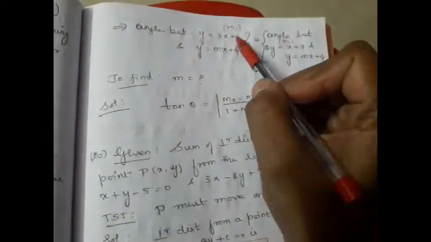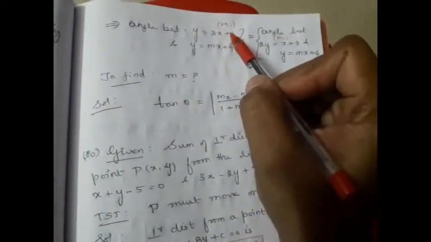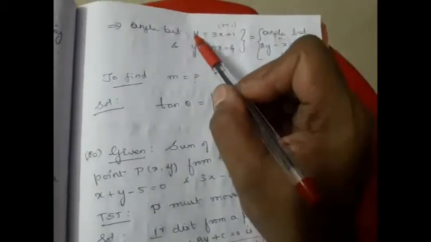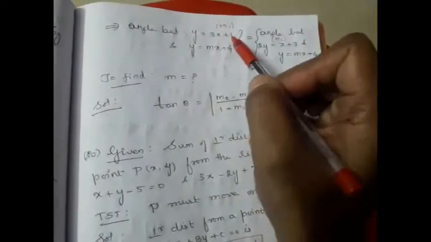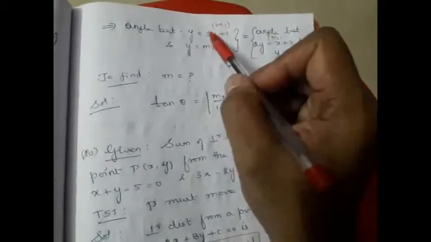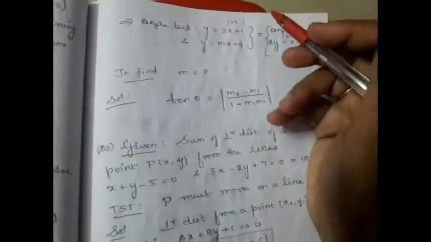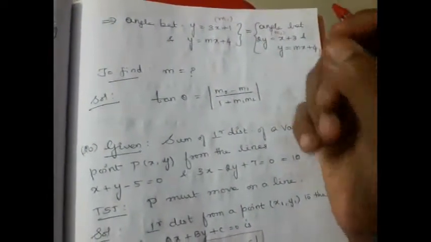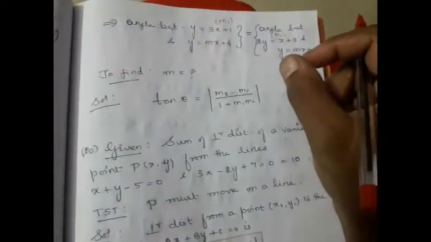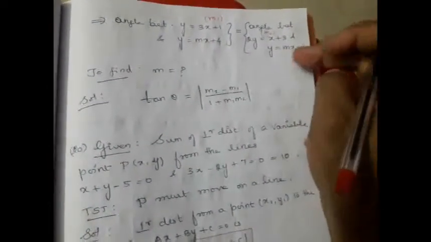Or else here you can take this in the slope intercept form, y is equal to mx plus c. Therefore, your slope is going to be 3. In that way also you can take it. So, understand the question, understand the format of the equation, and then find your slope.